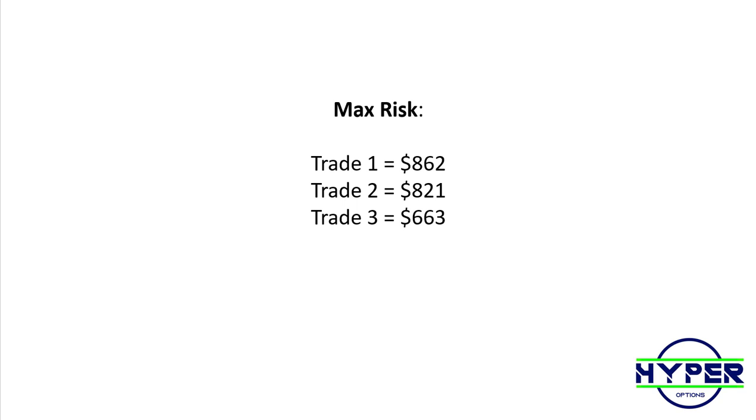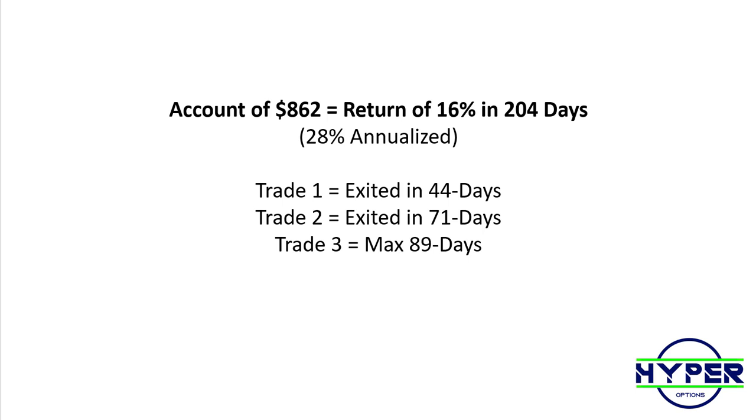And then trade number three, which I'm still in, the break-even level is at $6.63, which means that I have a $663 risk on this particular trade if the market goes to zero within the next 89 days from the date that I get into the trade. That's it.